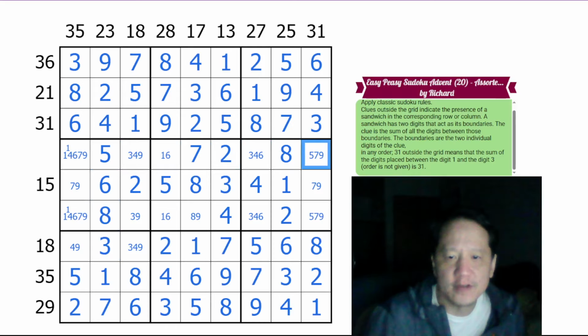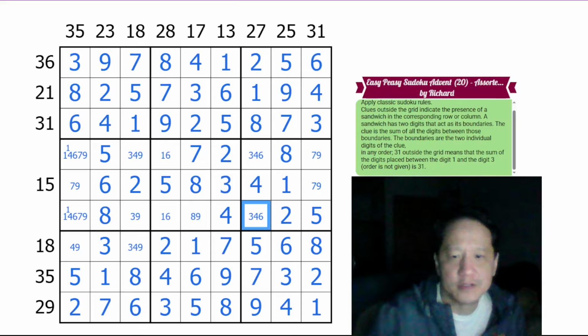That eliminates 5 here. Where's the 5 in column 9? It has to be there. This can't be 4 anymore. No 4, no 4. No 6 here.